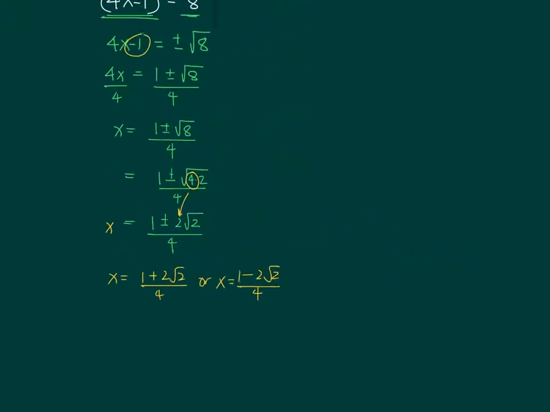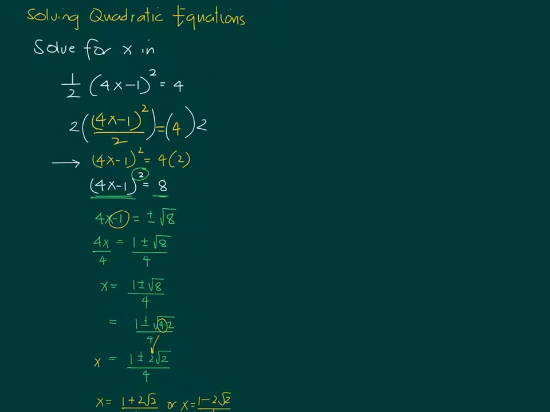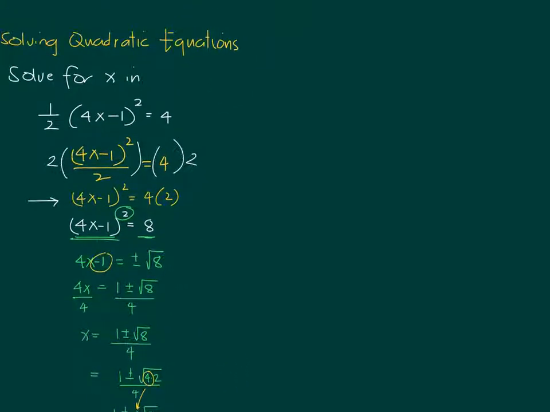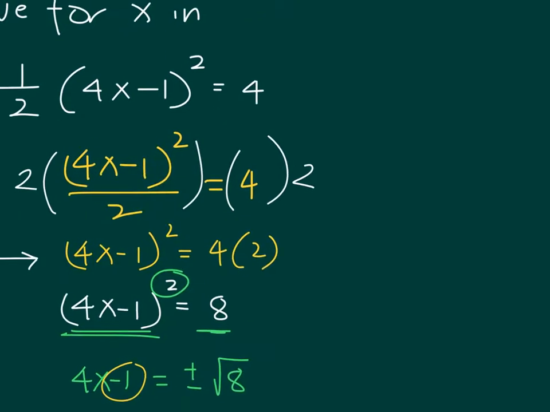Okay, let's change the question a bit. Suppose instead of 1/2 (4x minus 1) squared equals 4. So let's create a problem number 2.